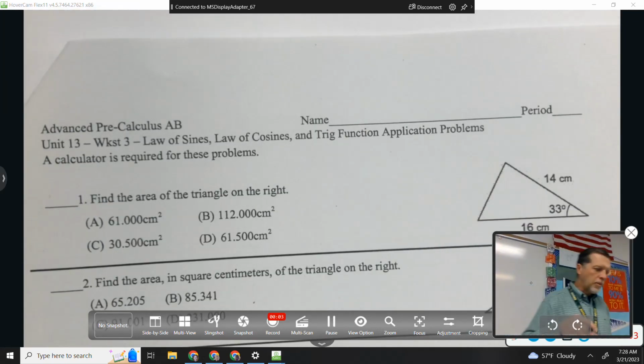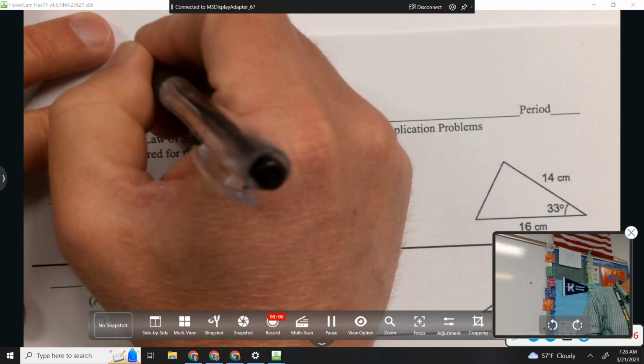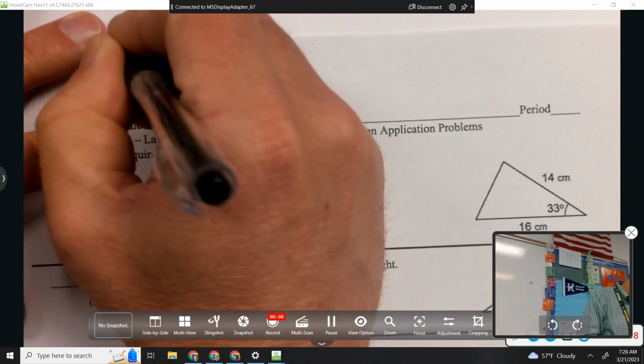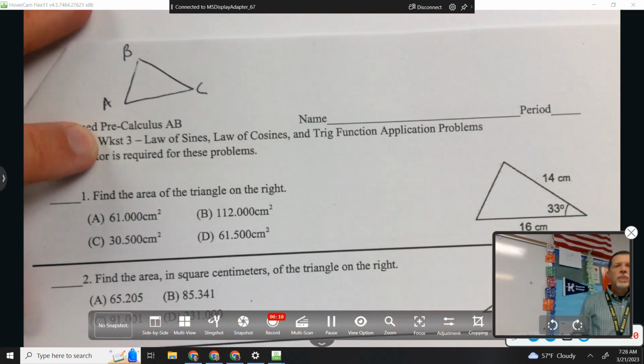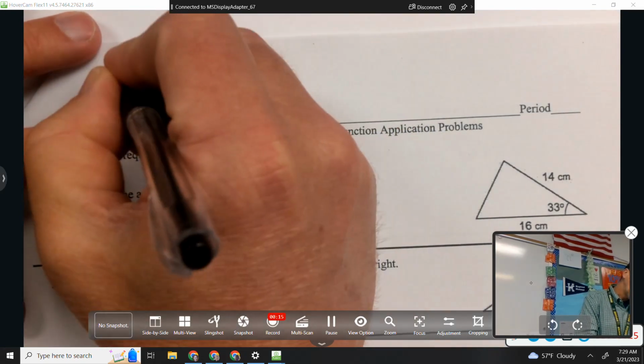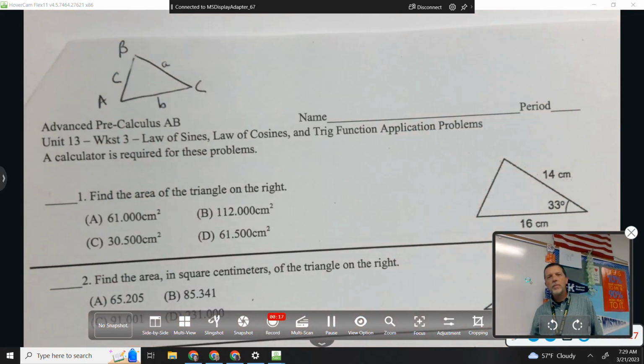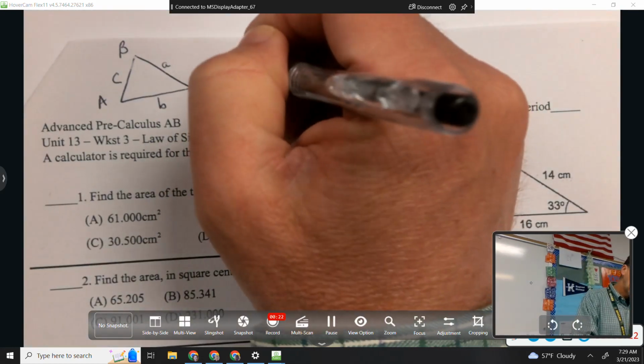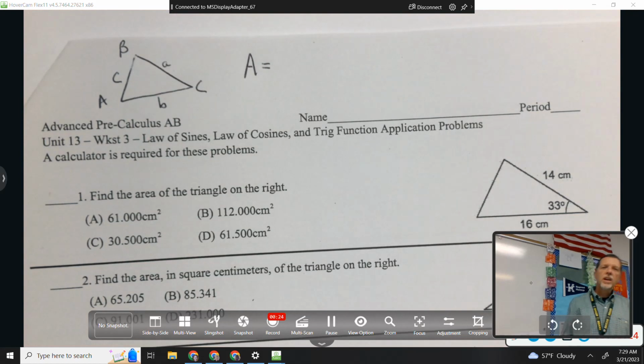So looking at the top of worksheet 3, let's draw a little triangle, ABC. Across from A is A, across from B is B, across from C is C. And the one new thing today is the area of that triangle. Do you remember the formula for the area of a triangle? Because if you remember a formula, it will help tie into this form.